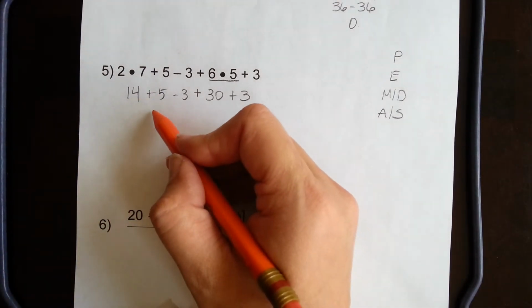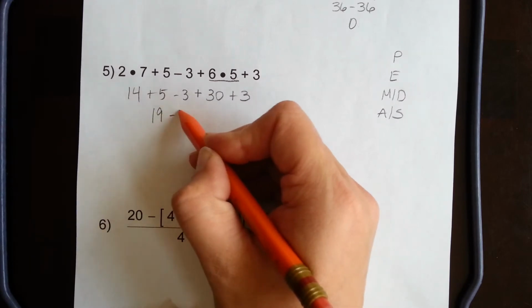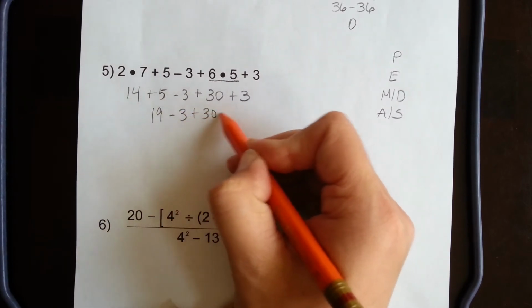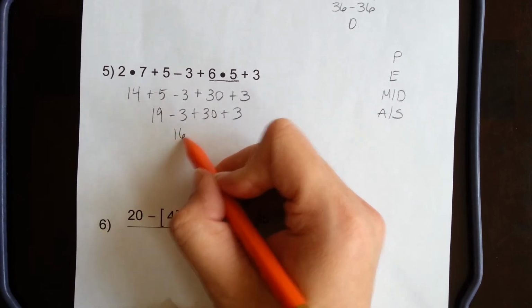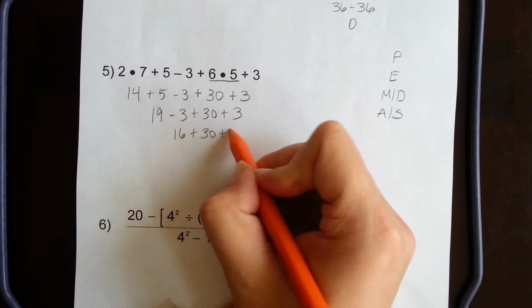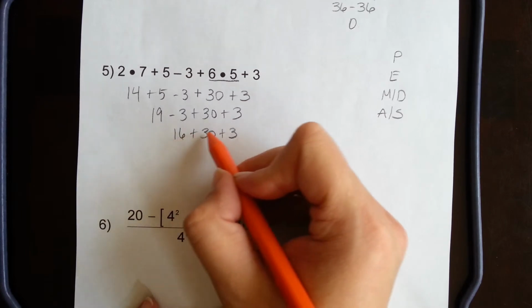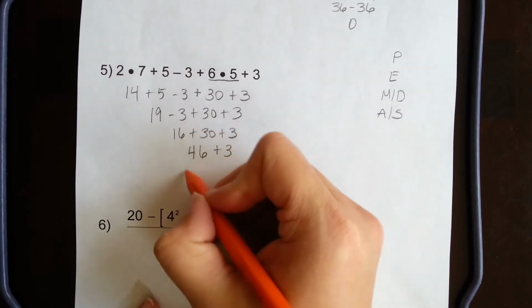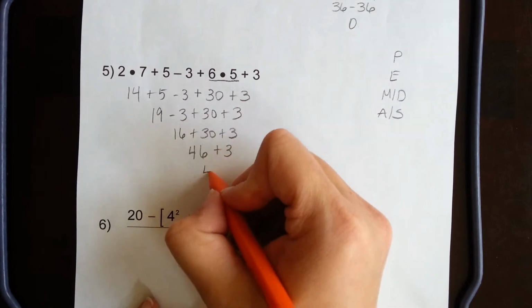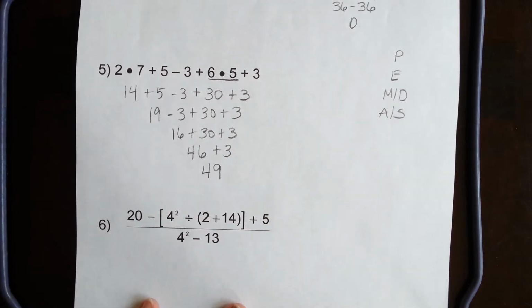14 plus 5 would be 19. 19 minus 3 would be 16. 16 plus 30 would be 46. And 46 plus 3 would give us 49.